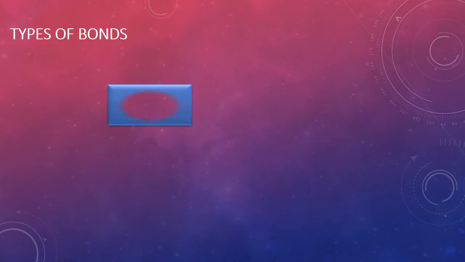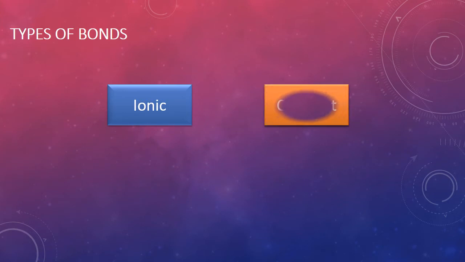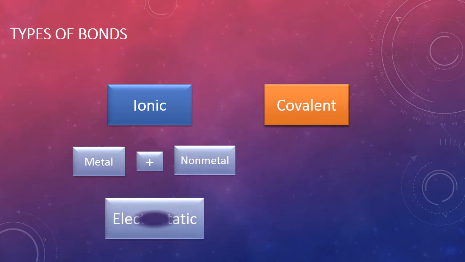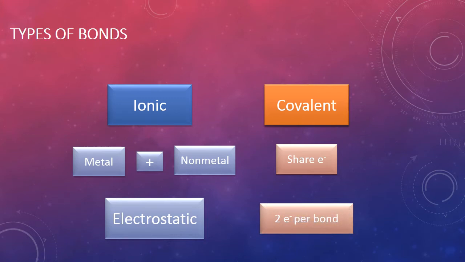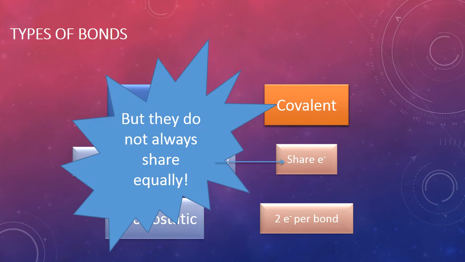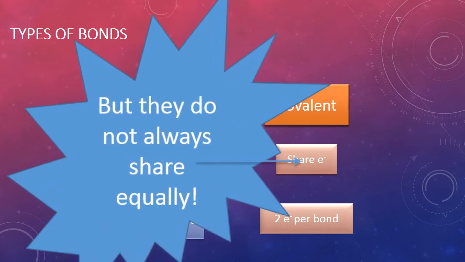The types of bonds that we deal with are ionic bonds and covalent bonds. Ionic bonds are made up of a metal, which will become a cation, and a non-metal, which will become an anion, and they stay together because opposites attract, and that opposite attraction is called an electrostatic attraction. The covalent bonds share electrons, and you need 2 electrons per bond. However, they don't always share equally. Yeah, there's types of covalent bonds. Yay! I know, you're excited.